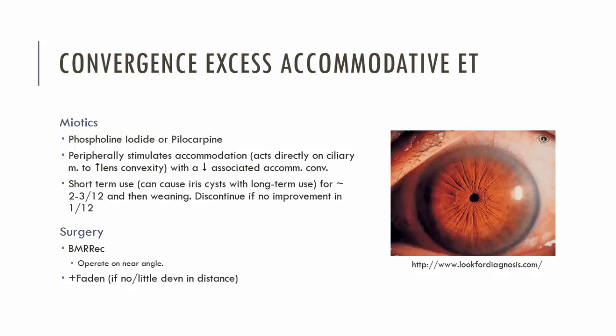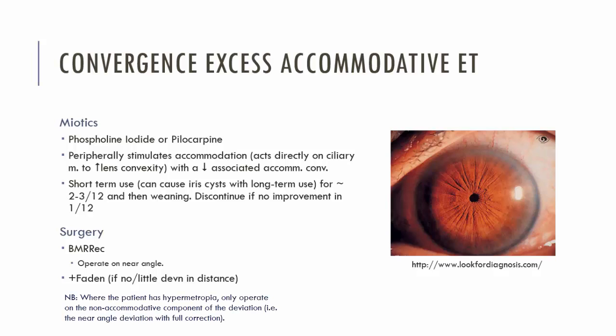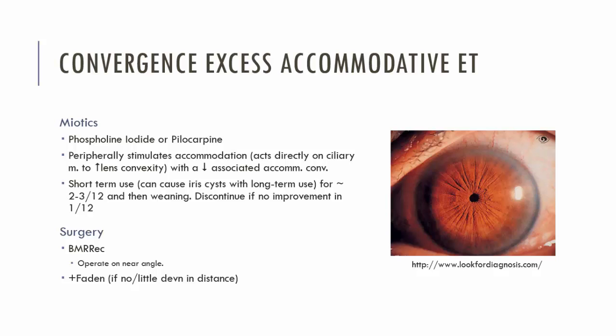In terms of surgical intervention, the surgery of choice is the bimedial rectus recession. So here we're targeting the 2 medial recti in order to have more of an effect at near, and we'll actually target that near angle deviation. Now, there is some evidence to suggest that you could operate on the prism adapted angle, but not all surgeons utilise this method to determine the size of the deviation that they will operate on.